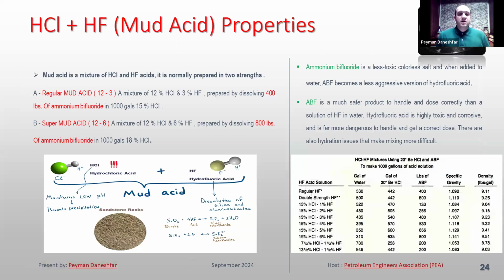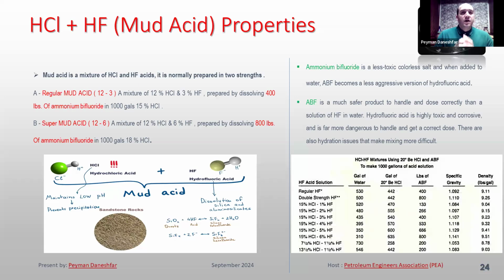What is a mud acid? I told you before, the mixture of HCl with HF is a mud acid. We have more than two types of mud acid, but two types are common. One is the regular mud acid, which has 12% HCl and 3% HF, and another one is the super mud acid. It's 12% HCl and 6% HF.